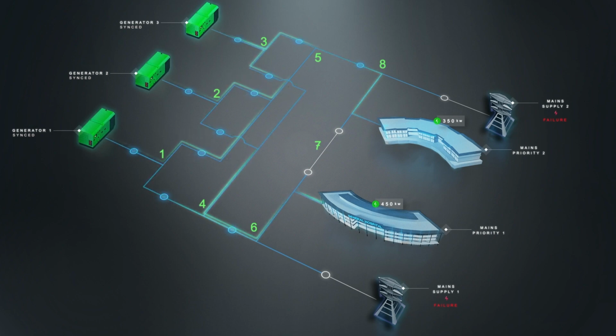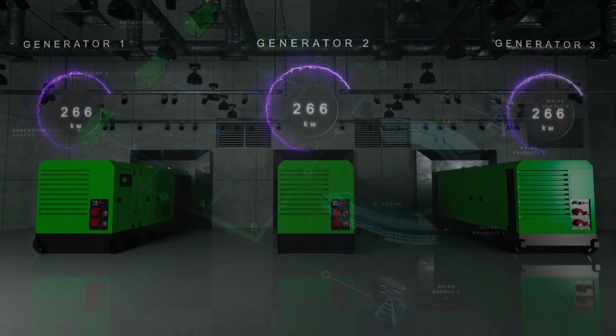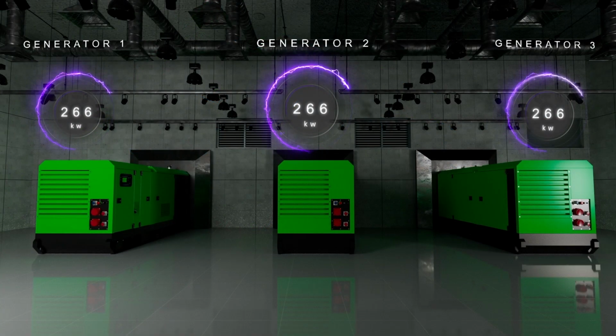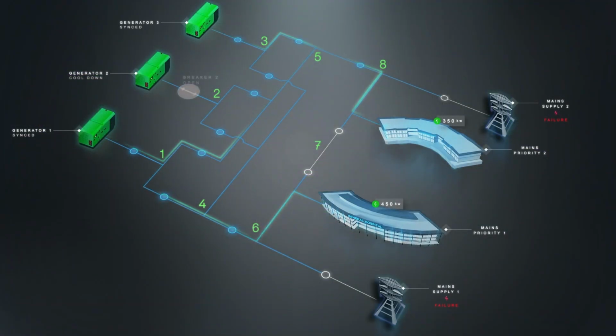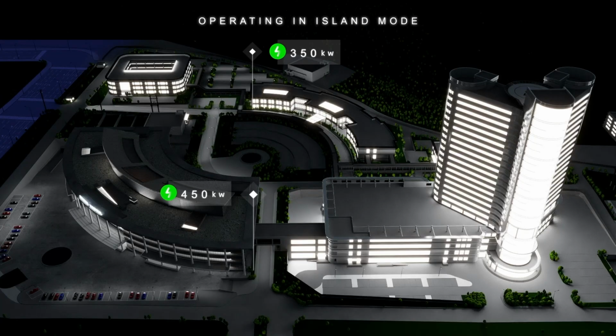The current total load demand does not require all 3 generators to run. One generator is stopped to save fuel. Generator 2 is ramped off and breaker 2 opens, allowing the generator to cool down and stop. The system is currently operating as a single island with a redundant generator.